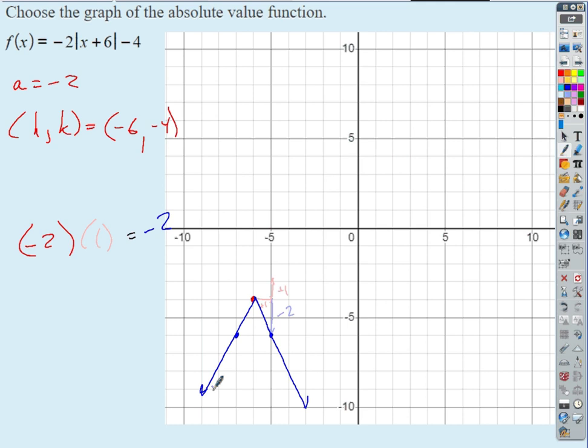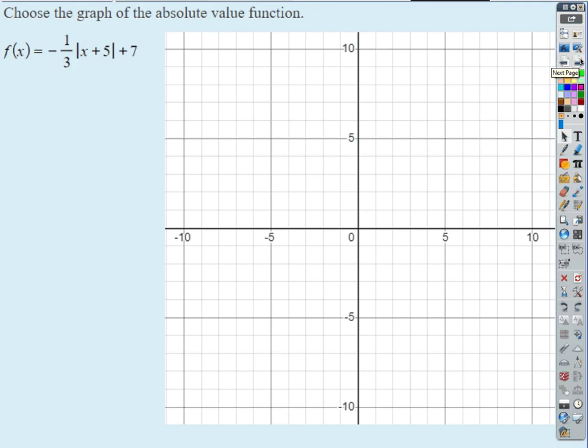Seem logical? Okay, we know that the vertex is here. And A is, the 2 means it's been stretched, so it's twice as tall as normal. And the negative means it's been flipped. Okay?